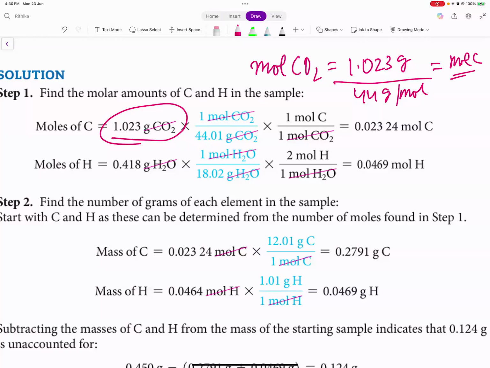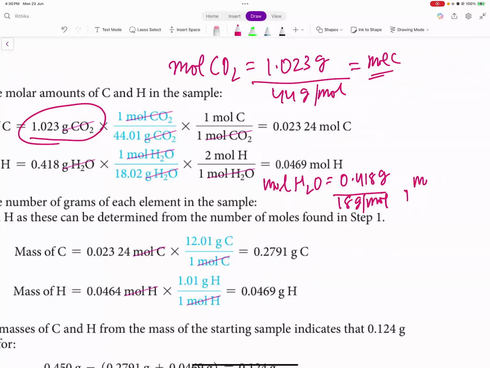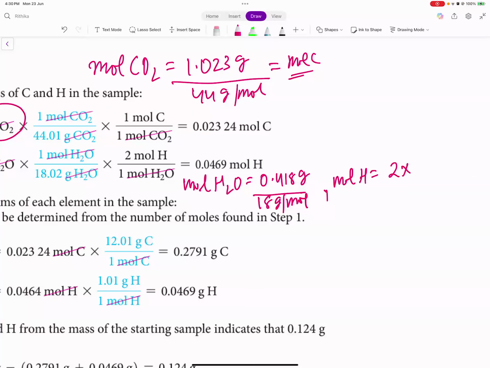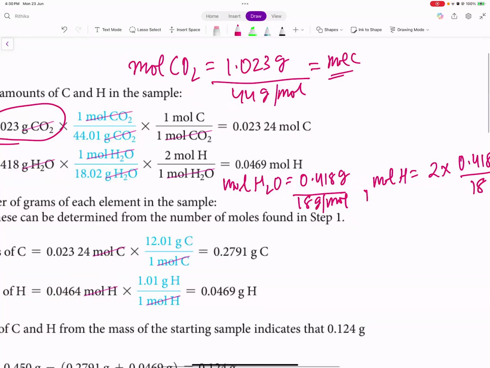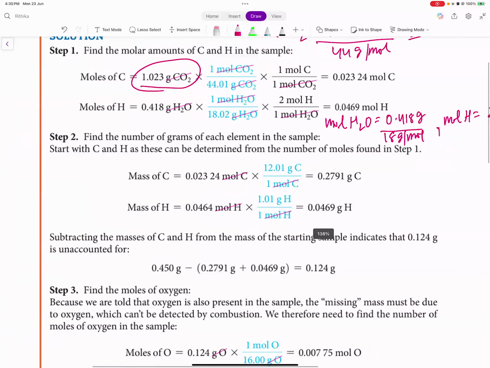Same with the mole of hydrogen. First we calculate mole H2O. Mole H2O will be 0.418 gram, because that is its mass, and we divide it by 18 gram per mole. But the mole of hydrogen will be twice of this. So after this, we know the moles of carbon and hydrogen.